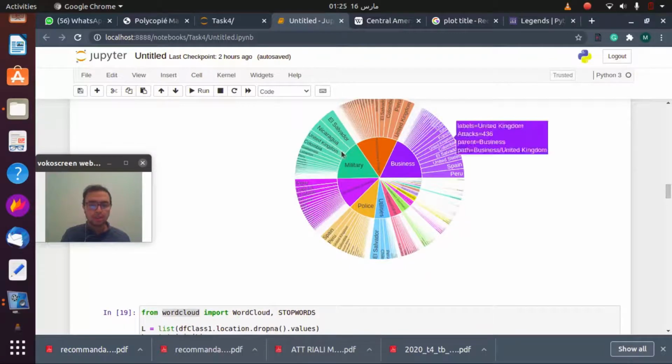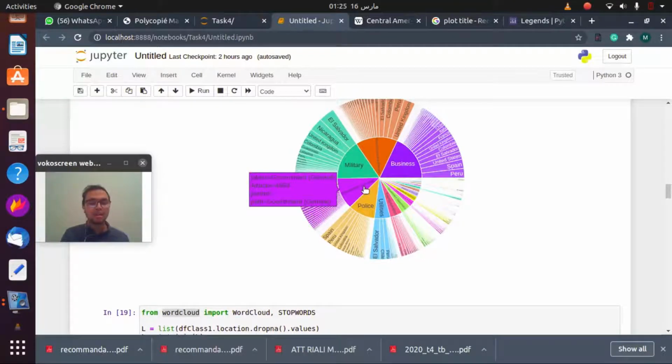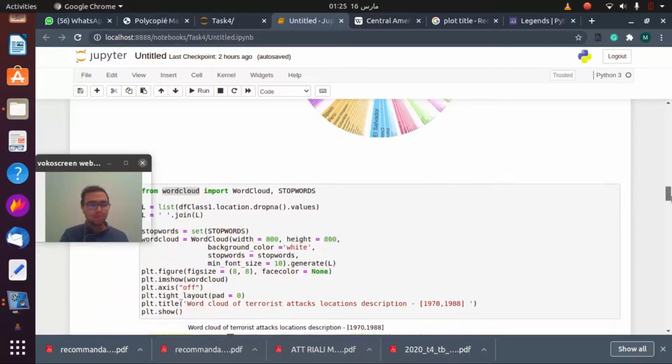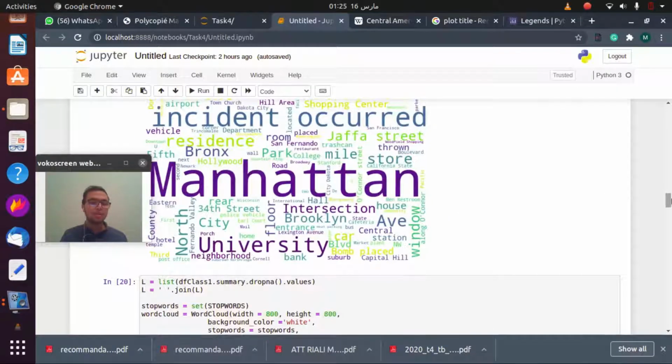So here we can see the target types attacked by those terrorists: business, citizens and property, military, government, police, etc. And here you see the word cloud of terrorist attack location descriptions. We can see buildings, street, incident, outside, west, parking, a lot. So it's like some gangster wars.